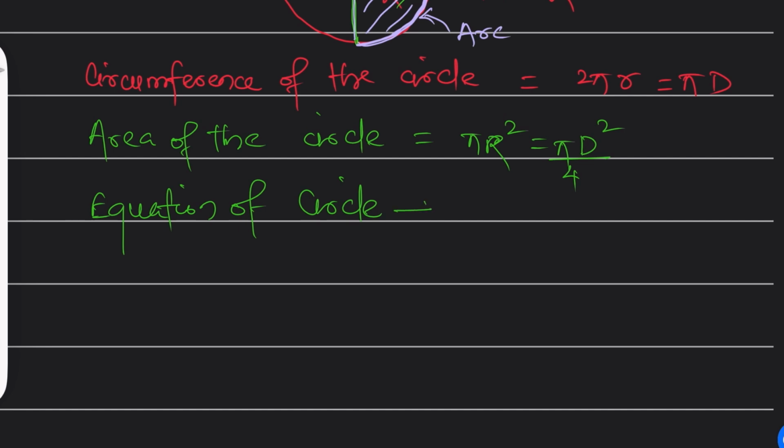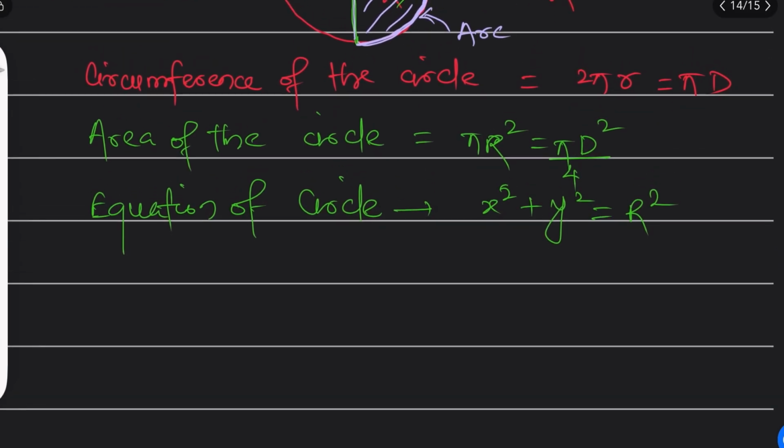Sir, the equation of a circle is x square plus y square is equal to r square. Here r is the small r. I wrote small r; you can write capital R also, not an issue. Capital R square is the equation of the circle, sir. These few things about the circle you should understand and remember, sir, as well.